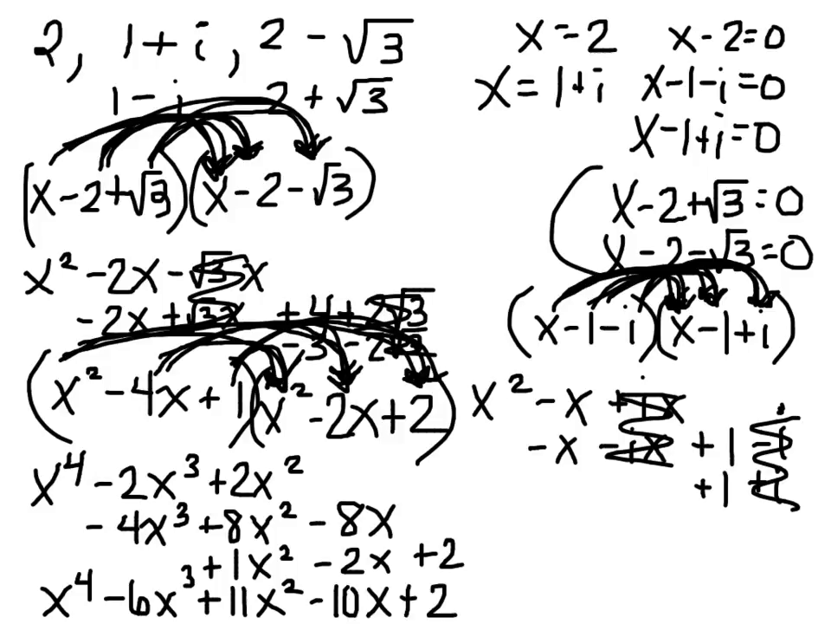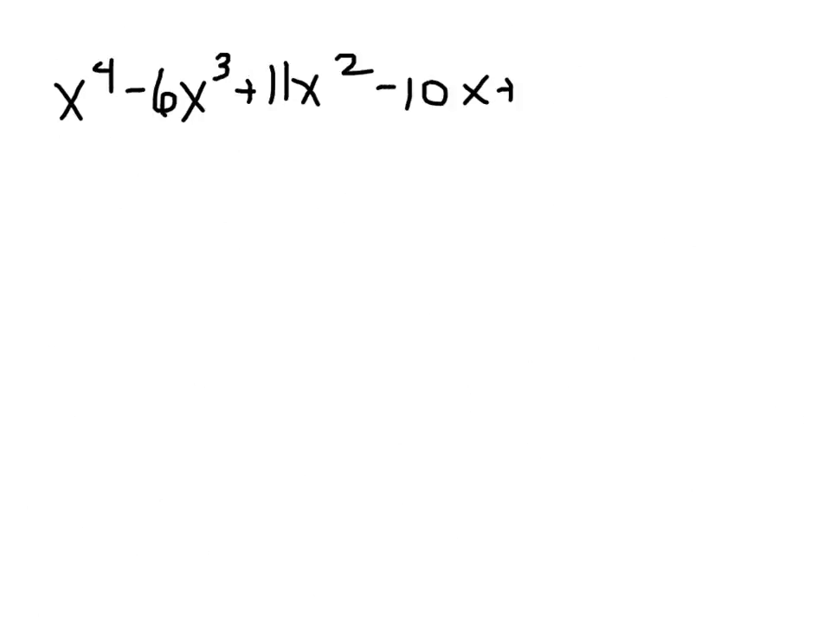Whew! How are we doing so far? Awesome. Guess what? We're still not done yet. Remember, we got one more piece to go. We have x minus 2 to multiply to all that junk. So that was x to the fourth minus 6x to the third plus 11x squared minus 10x plus 2 times x minus 2. Whew, this is a big one.